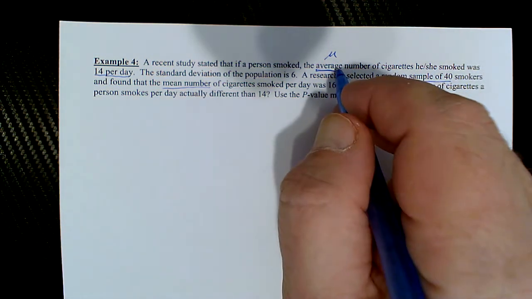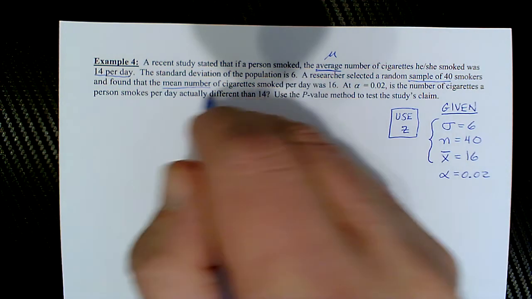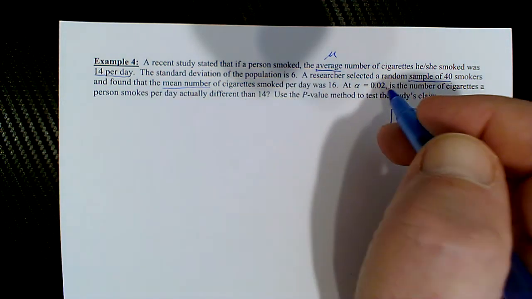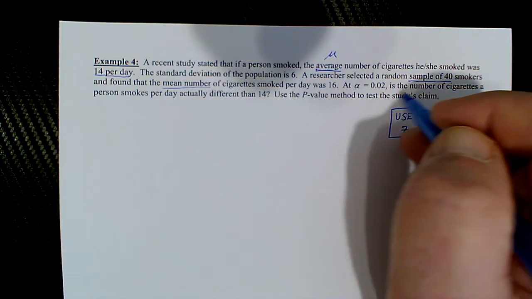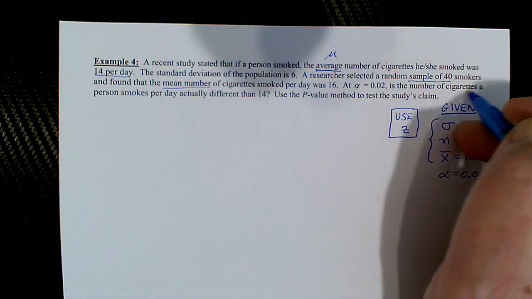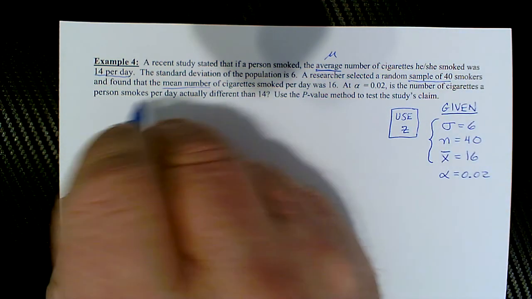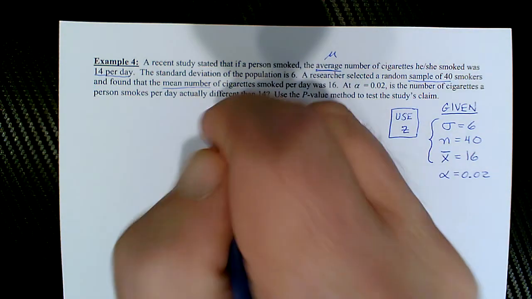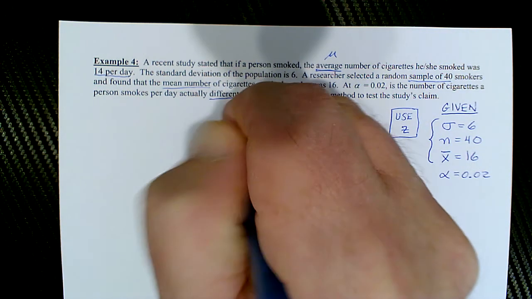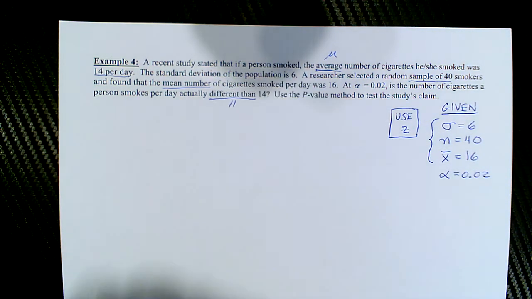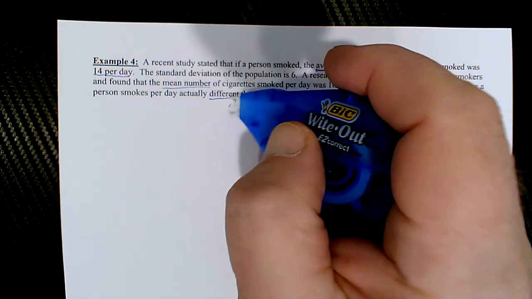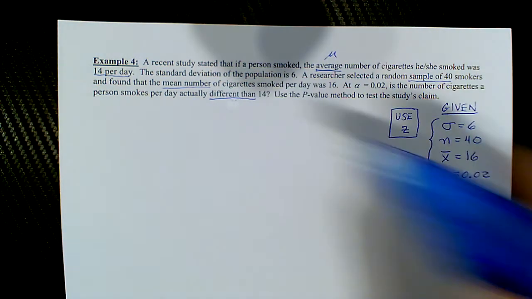They talked about the average being 14 per day, but they didn't say anything about the claim in particular. But then down here, if we read on, is the number of cigarettes a person smokes a day actually different than? So different than is suggesting not equal to.